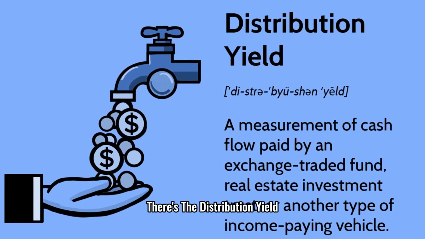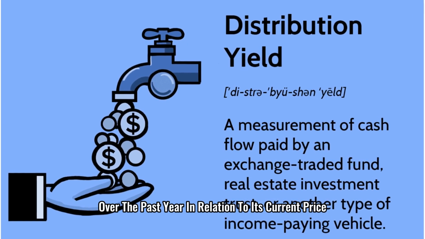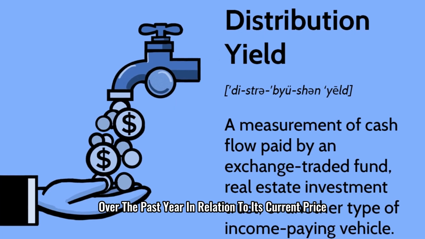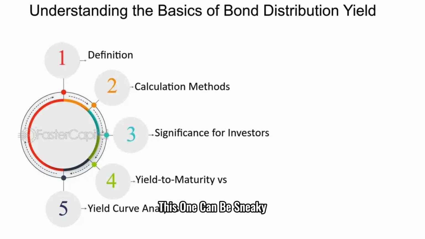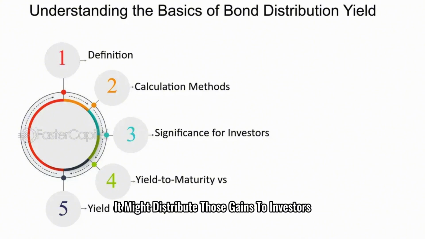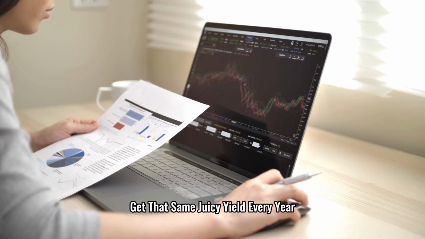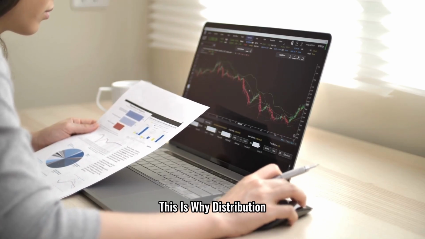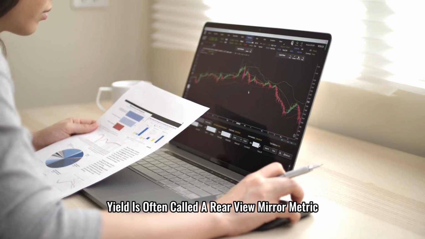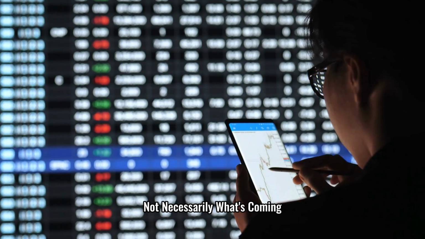Next, there's the distribution yield, which looks at how much the fund has paid out over the past year in relation to its current price. This one can be sneaky. Let's say a fund sold some investments for a profit. It might distribute those gains to investors, making the distribution yield look higher. But that doesn't mean you're going to get that same juicy yield every year. This is why distribution yield is often called a rearview mirror metric. It tells you what happened, not necessarily what's coming.